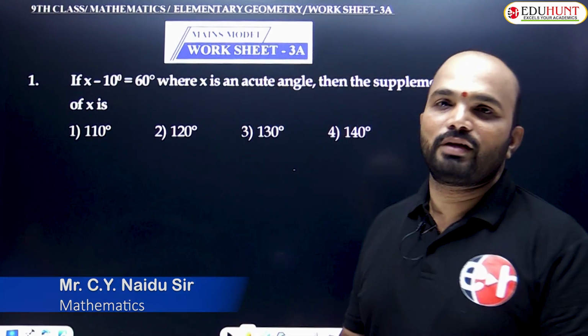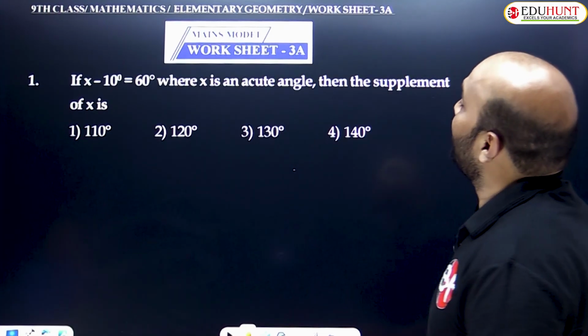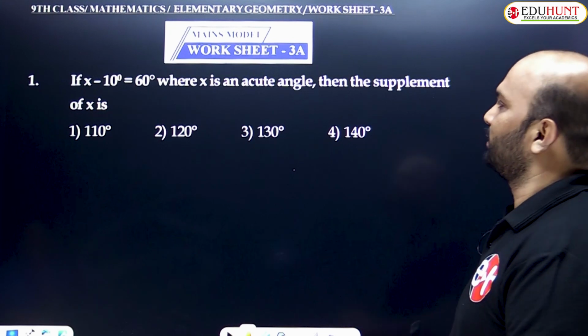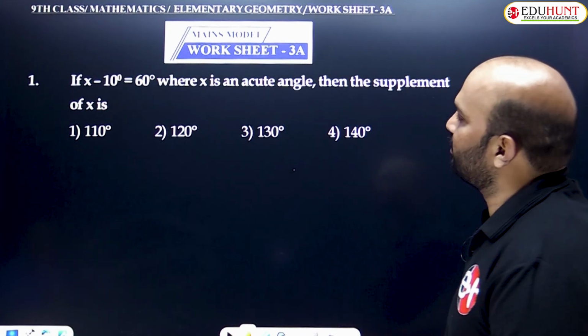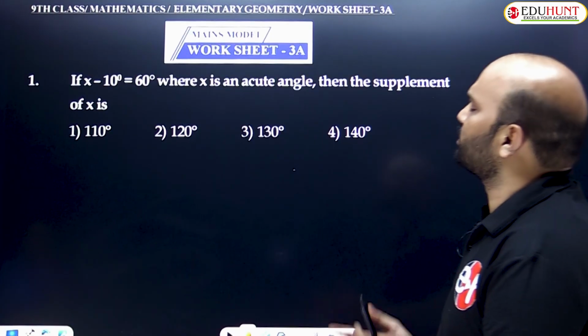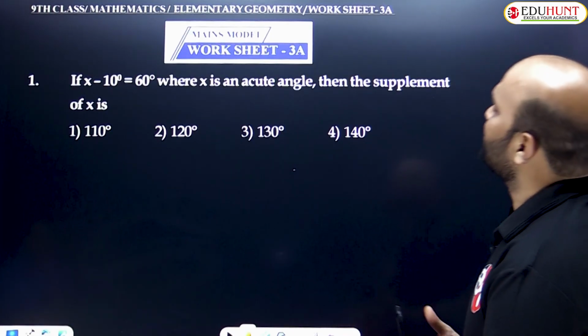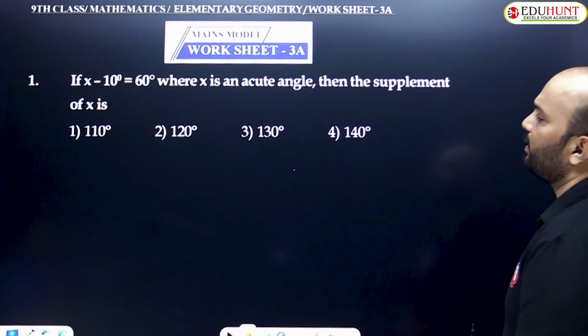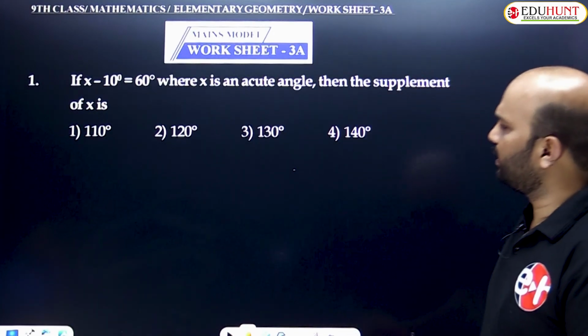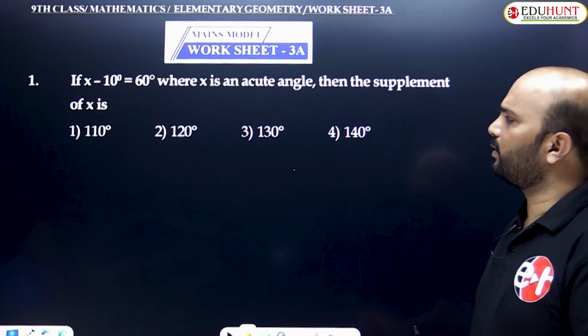Today we are going to discuss elementary geometry worksheet number 3A, which is part of 9th class mathematics. So let's get started. Question number 1, it is a mains model. If x minus 10 degree equals 60 degree, where x is an acute angle, then the supplementary of x is: option A 110 degree, option 2 120 degree, option 3 130 degree, option 4 140 degree.